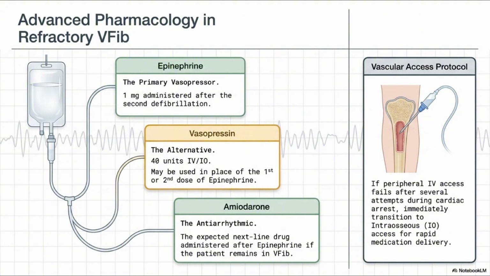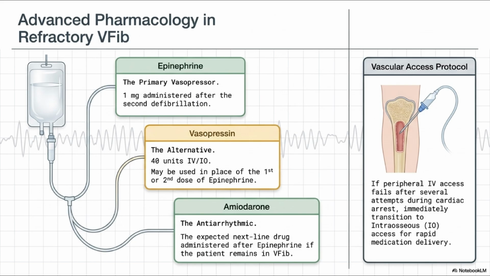you don't waste time blindly poking them. No, you move directly to interosseous or IO access. You literally drill into the proximal tibia or the humeral head. The IO route delivers medications into the highly vascularized bone marrow, reaching the central circulation just as rapidly as a peripheral IV. It sounds brutal, but it saves lives.